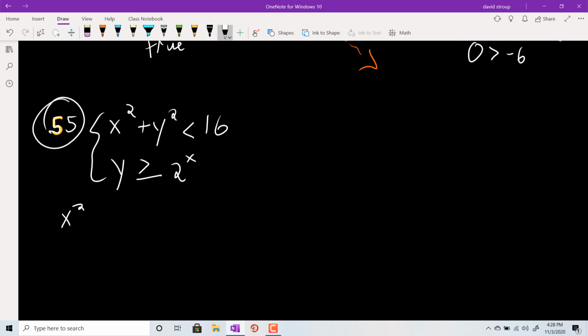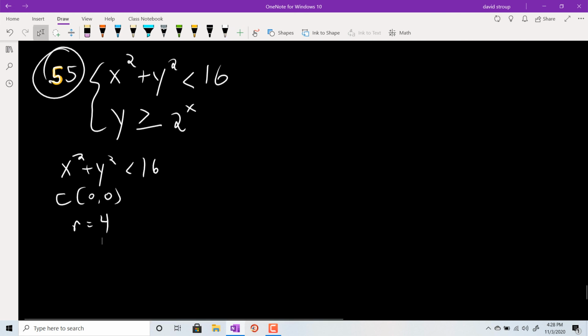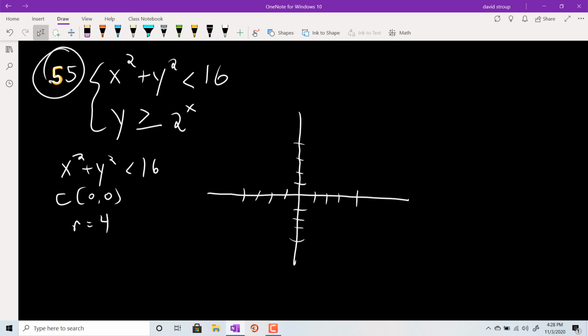Okay, so first the x squared plus y squared less than 16. Center is 0, 0. The radius is 4. And we could do a test value. Let's go ahead and get it graphed. I need a dashed circle. 2, 3, 4. 1, 2, 3, 4. 1, 2, 3, 4. So the dashed circle, I don't know what color to use. So I'll put it in white.